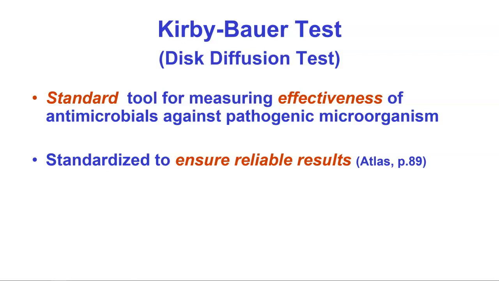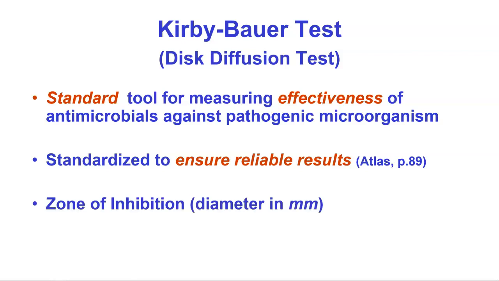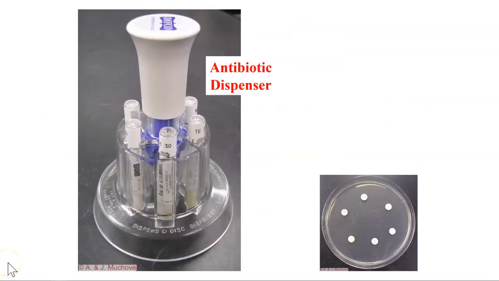We use it for measuring the effectiveness of antimicrobial chemicals against pathogenic microorganisms. It is standardized to ensure reliable results, to make sure that everything works exactly the way it should. When we deal with these, we look at the zone of diameter in millimeters. The way this works, and we've got a video on how to set this up.